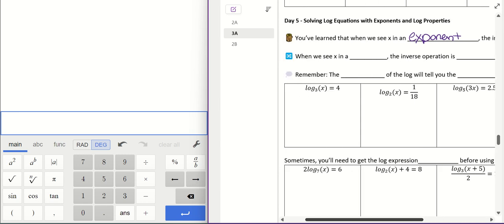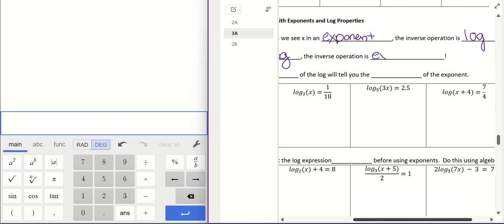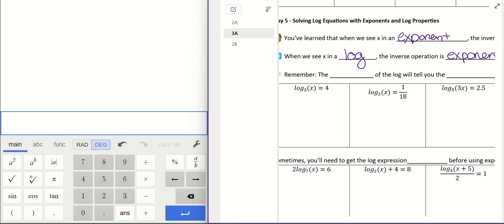So today, when we see x inside a log, we're going to use its inverse to undo it. The inverse operation is going to be exponent. And please remember, whatever the base of your log is, that's going to tell you the base of your exponent. So your base is your base.